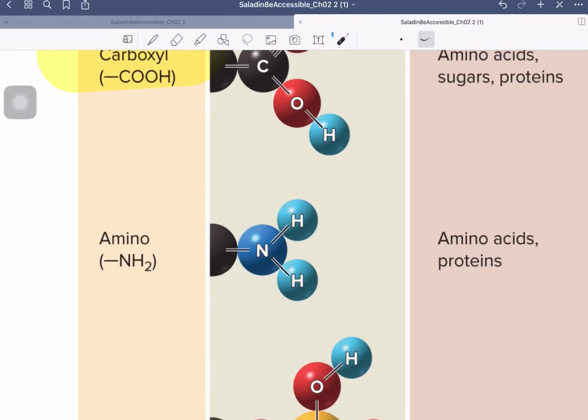The next group would be the amino group. And you notice that what shows up here, nitrogen shows up. It's very unique and really distinguishes it.